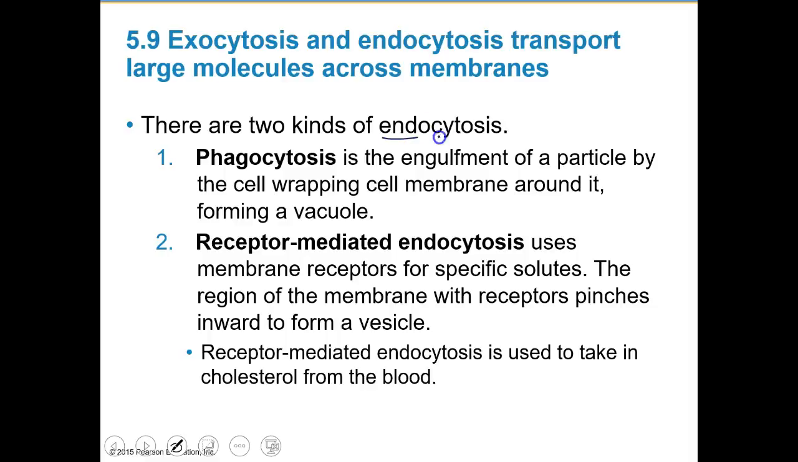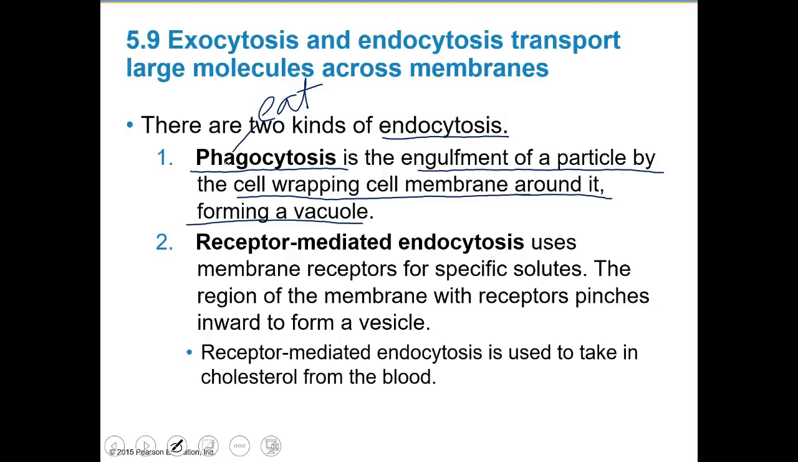So we've got two types of endocytosis, two processes of entering the cell. One is called phagocytosis. This is the engulfment of a particle by a cell, wrapping the cell membrane around it, forming a vacuole. Phago means to eat. So this is a process of the cell eating. So engulfing a particle, we're going to eat it.